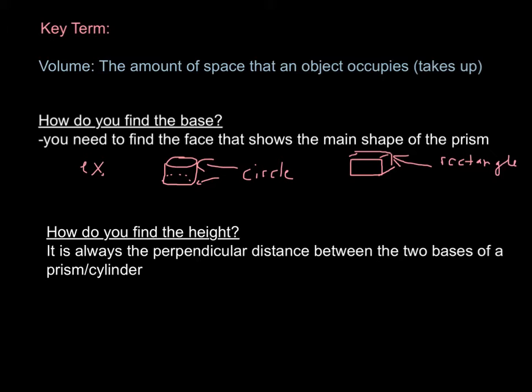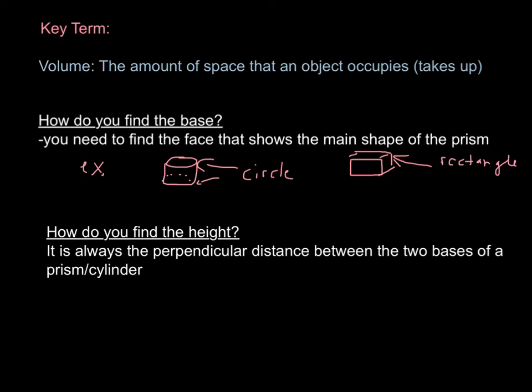Well, to find our base of our 3D prism, we have to find the face, as we know from last unit, that shows the main shape of the prism. What do I mean by that? Well, when we look at a cylinder, the main shape is clearly a circle at the top and bottom here because it's a cylinder. So these are our bases because they're the circles, the shape of the prism. In a rectangular prism, this is our base because it's the rectangle shape. It's the top and bottom.